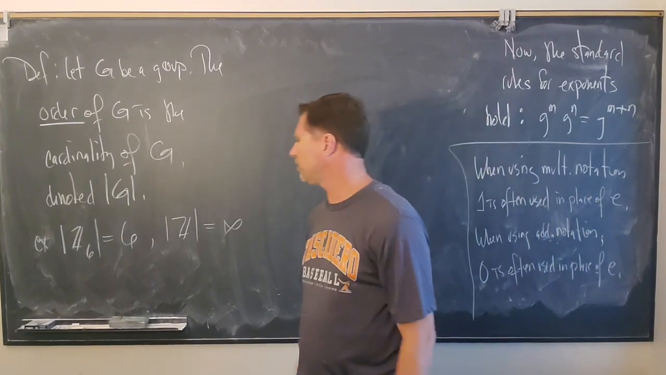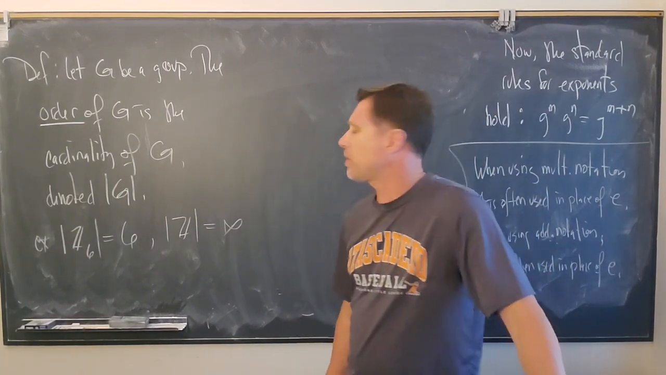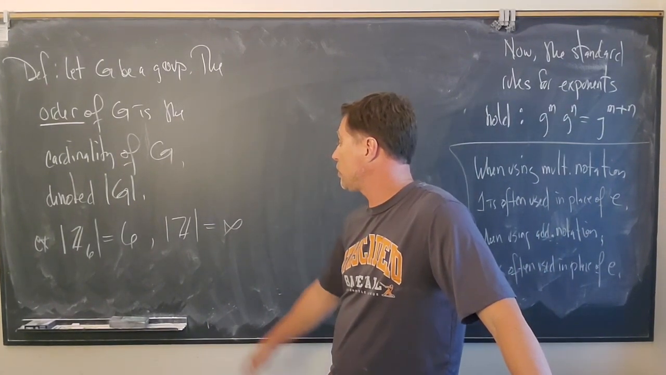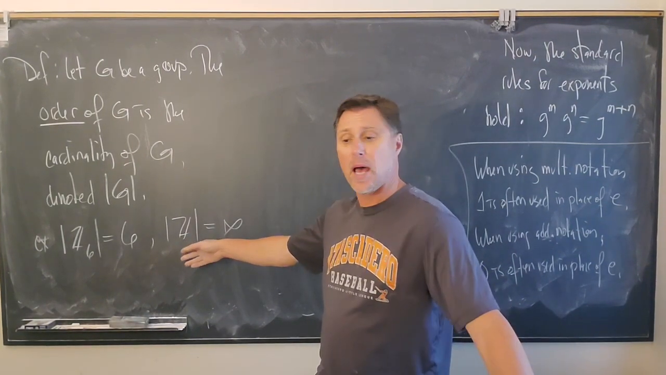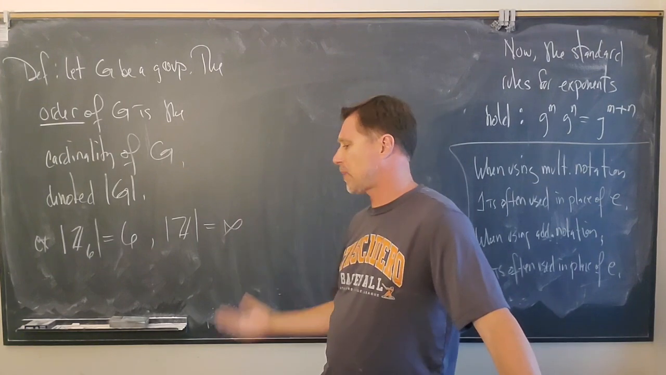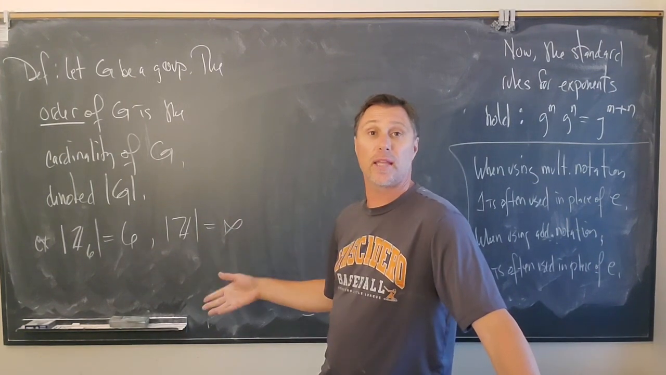We might every once in a while have occasion to need to talk about whether it's countable or uncountable. We know that Z is a countable set. But unless we absolutely need to specify, we just use the symbol infinity to indicate that it's an infinite group.